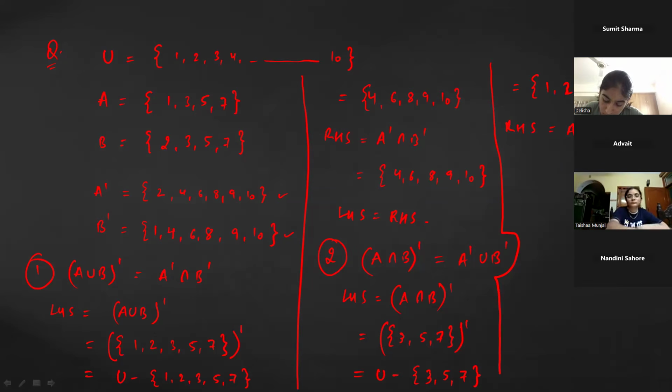Now let us take the RHS here. A complement union B complement. So union represents, we have A complement and we have B complement. Union represents basically we have to write all the elements of A complement and B complement in it. So 1, 2, then we have 4, 6, 8, 9, and 10. So you can see that all the elements of these are matching. So LHS is equal to RHS again. And hence we have proved the second De Morgan's law also by using these sets. I hope it is clear.